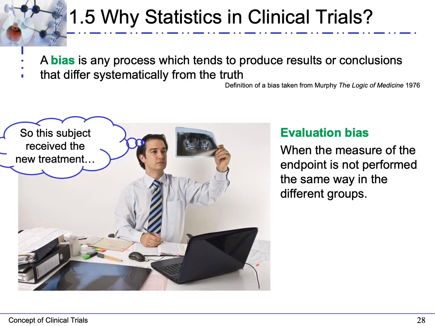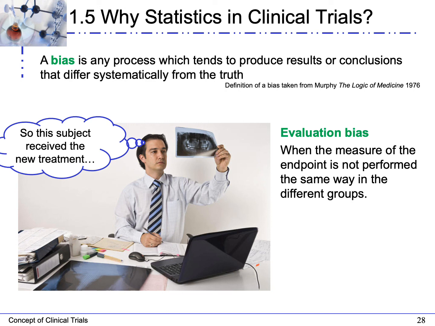Let's take examples illustrating different sources of bias in clinical trials. So a bias is any process which tends to produce results or conclusions that differ systematically from the truth. A first example is the evaluation bias, when the measure of the endpoint is not performed the same way in the different groups.